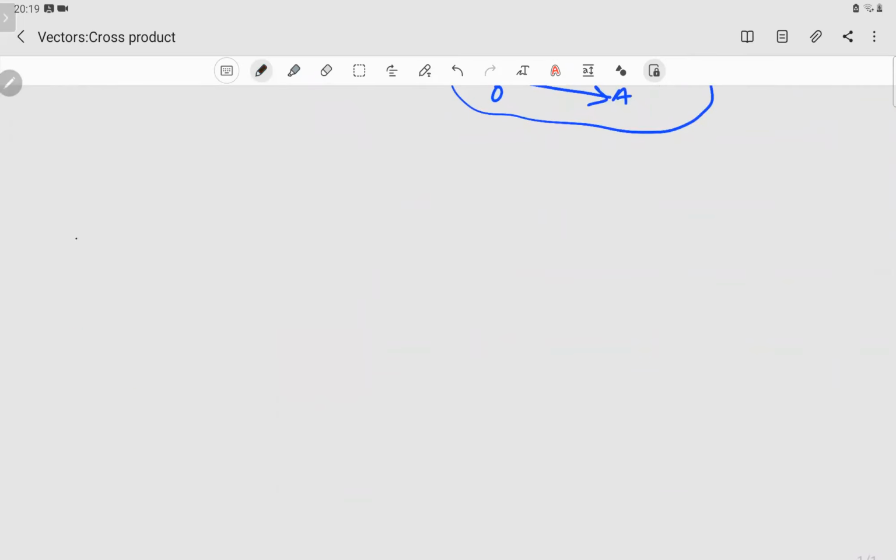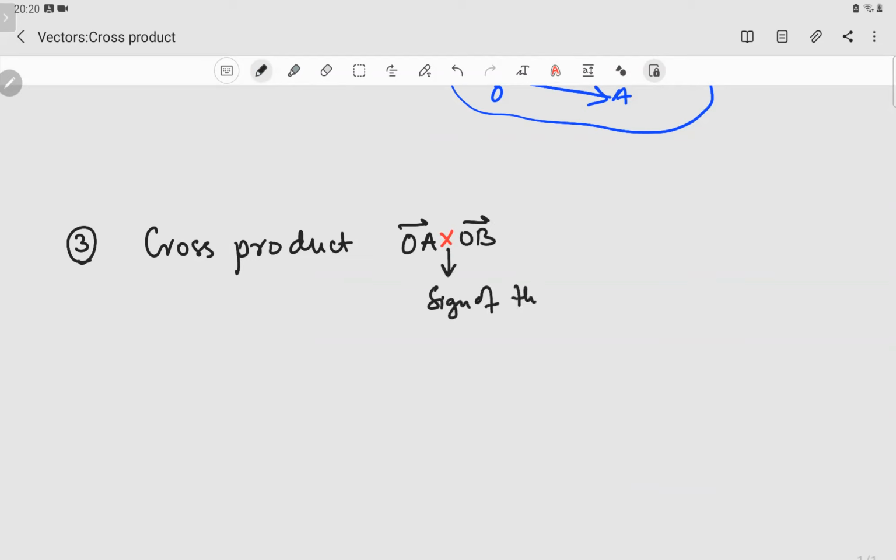Cross product is different from vector product. Cross product is represented by this. This cross is very particular, okay? It is mandatory. It is the sign of this kind of product.